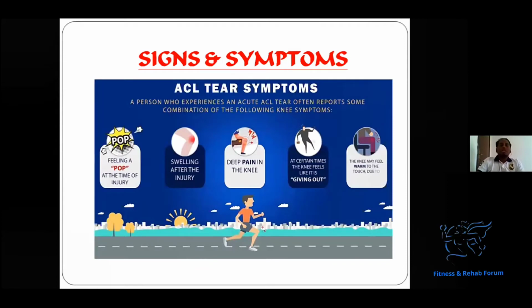So the signs and symptoms. The most important sign is that the player will feel a pop when they have the injury, and there will be severe swelling because of the hemarthrosis, the internal bleeding, and pain. The player will be lying down, holding the knee, and calling for the doctor. It is quite difficult to do the tests immediately, like the anterior drawer test. So on the ground, we just check and see the seriousness of the injury. You have to take the player out if you feel it is quite a bad injury.